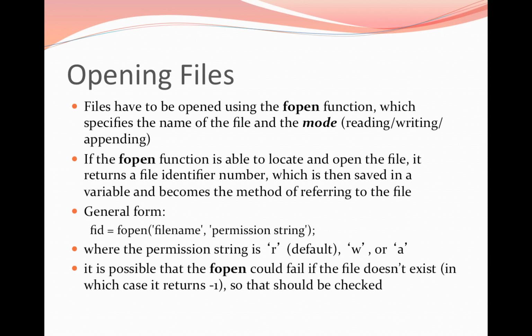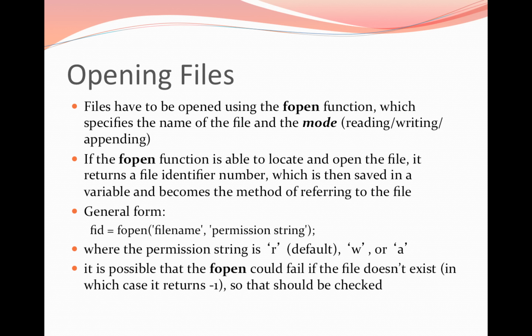To open a file, we use the fopen function, short for file open. When you do that, you specify the name of the file and also what's called the mode, whether you're reading from the file or writing to the file or appending to the file. The fopen function will locate and open the file, and if it's able to do that, it returns what's called a file identifier number, which is then saved in a variable, and that becomes the way in which you refer to the file.